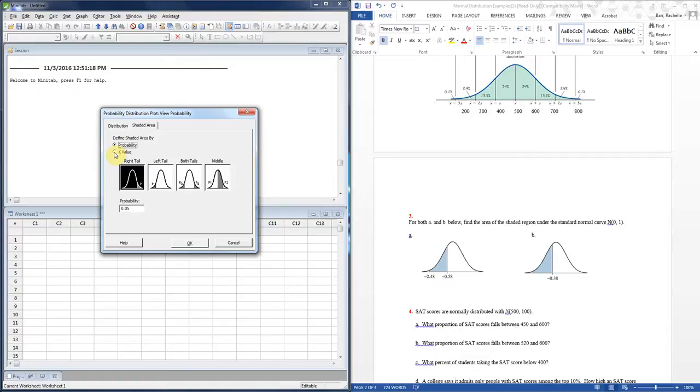So I'm going to hit X Value, and notice I've got all these options. Do I shade towards the right? Do I shade towards the left? Do I have two of them, or do I have something in the middle? See how this is going to be useful for part A? I know I'm doing B first. It's so awesome. I am dealing with a left tail situation because I'm going to be shading to the left of negative 0.38. And that's all I need. I'm going to hit OK, and it's going to produce a picture for me that'll show me exactly what's going on.